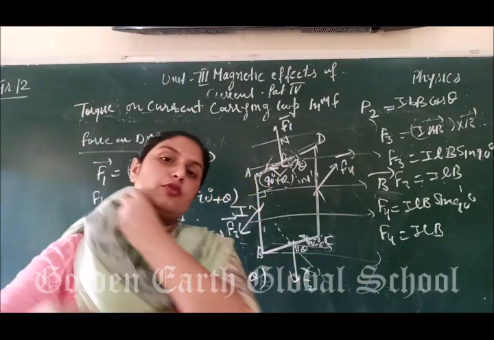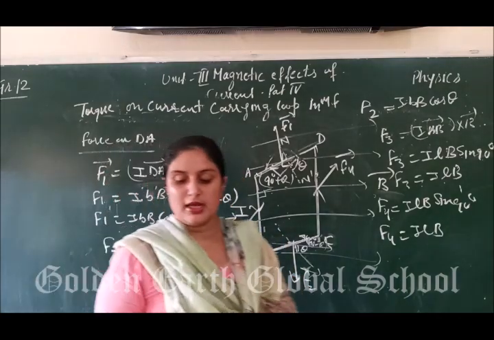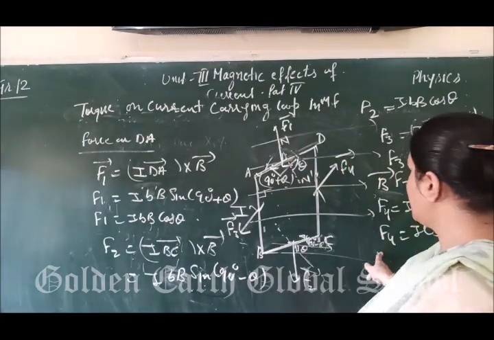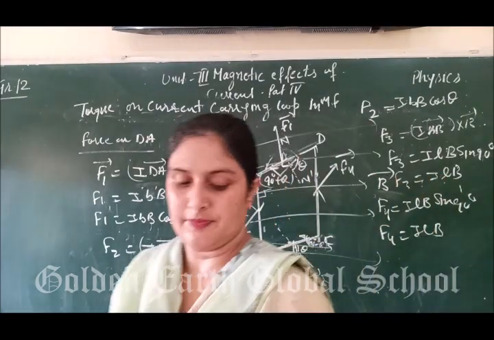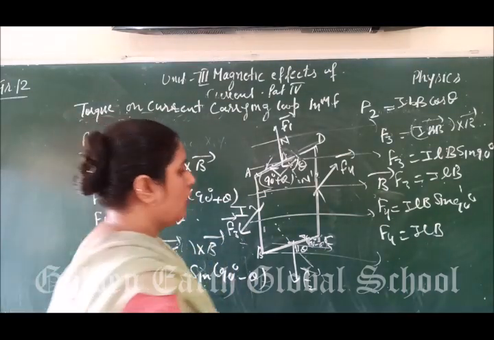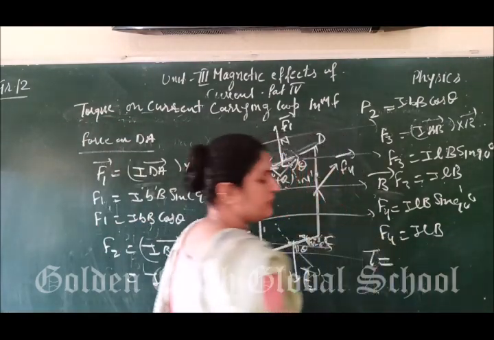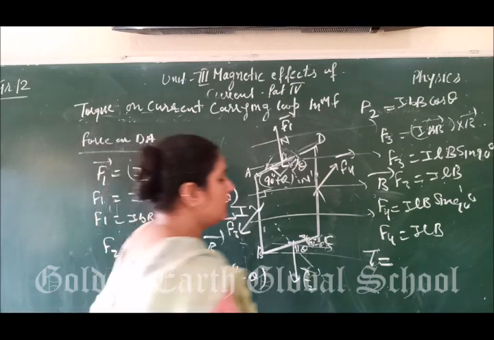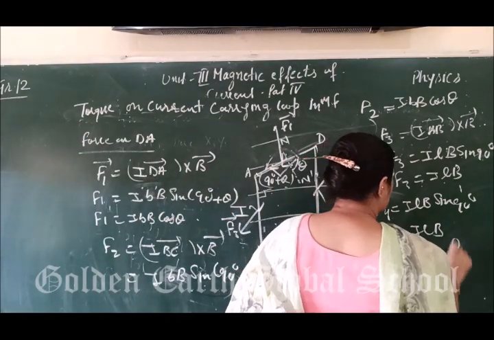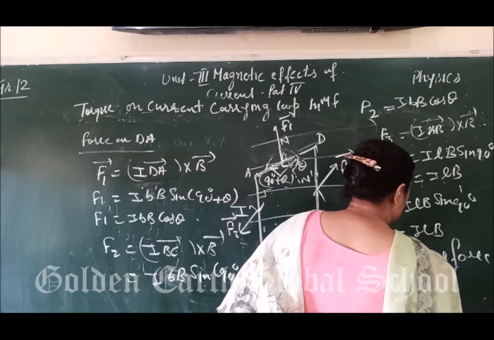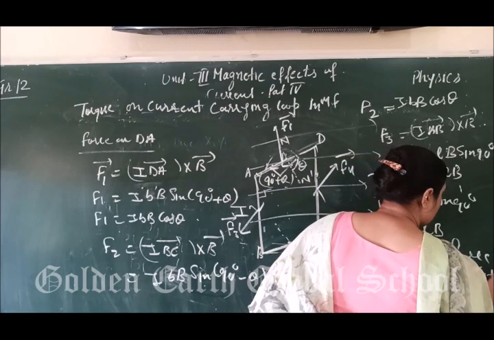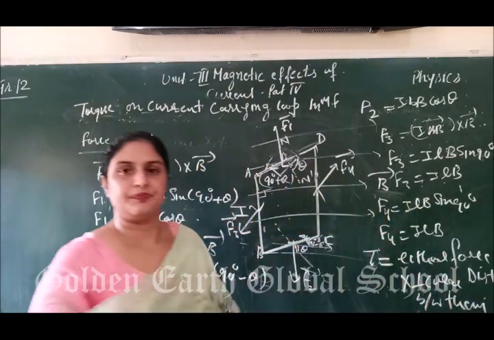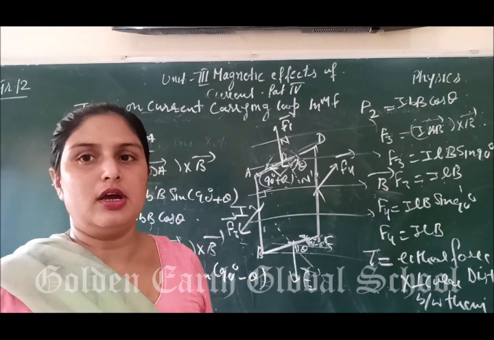Now the F3 and F4 are equal and opposite, but their line of action is different. And due to these forces, this current carrying loop will experience a torque. This current carrying loop will experience torque, and torque is given by either force multiplied by the perpendicular distance between them. Okay, now we have to calculate the torque.